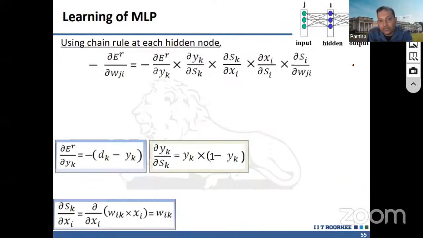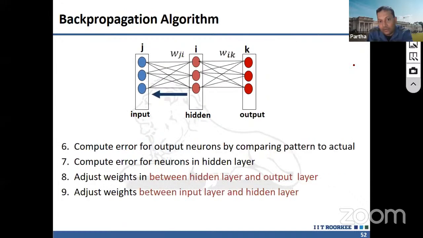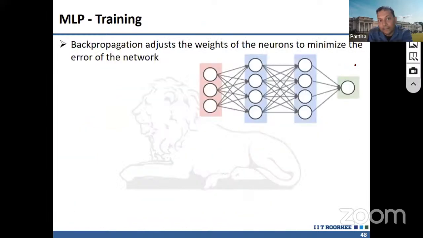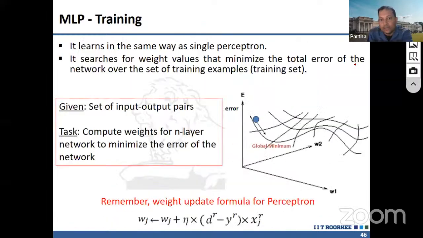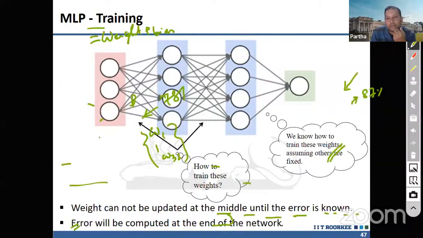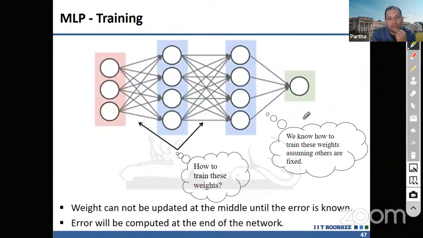We need to find out the values of all these weights. How can we do it? That's what we have to learn in multi-layer perceptron learning. This learning can be done using backpropagation. We have this algorithm specially for multi-layer perceptrons. If we only have these parts, then it is a simple perceptron, and we know how to train it.